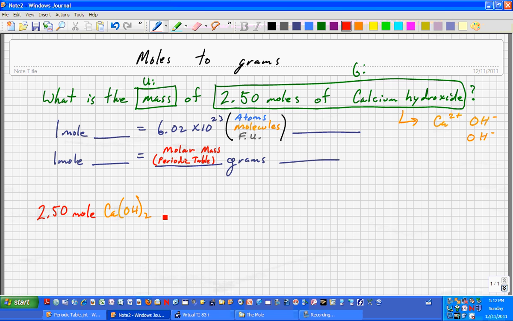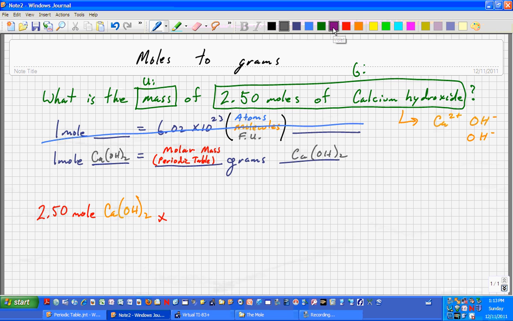I'm going to multiply that by one of these equalities, because it's a one-step. Going from moles to grams, this first one isn't going to do me any good because it doesn't have grams in it. So I'm just going to get rid of that. The second one would be 1 mole of calcium hydroxide is equal to the molar mass from the periodic table. So I'm going to do a little sidebar here and figure up the molar mass. Once I figure up that molar mass, it'll be in grams, again, of calcium hydroxide.